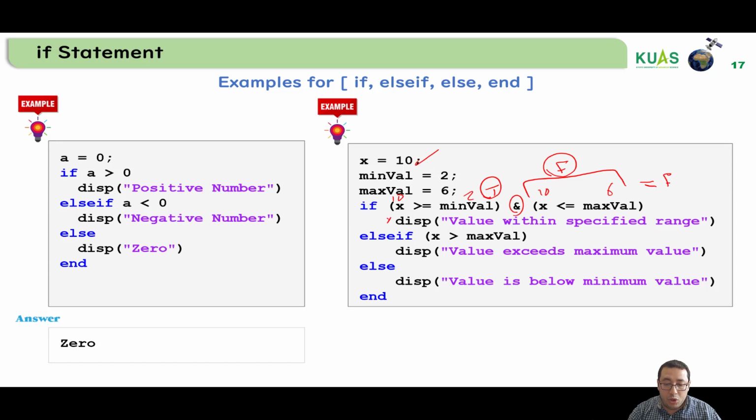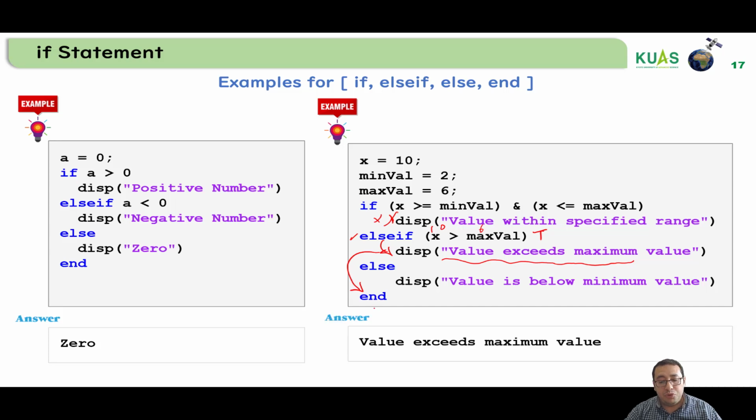False means we will not execute this part, so we skip the first part and then check the second if. The second if says that if x is greater than the maximum value, and x is 10 and the maximum value is 6, is 10 greater than 6? That's true. If this is true, we execute this part and then go to end. So we print "value exceed the maximum value" and then go to end.